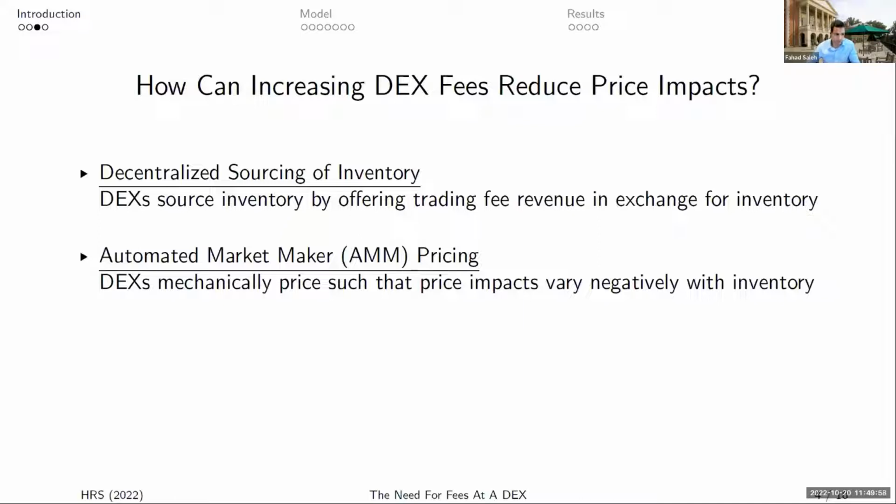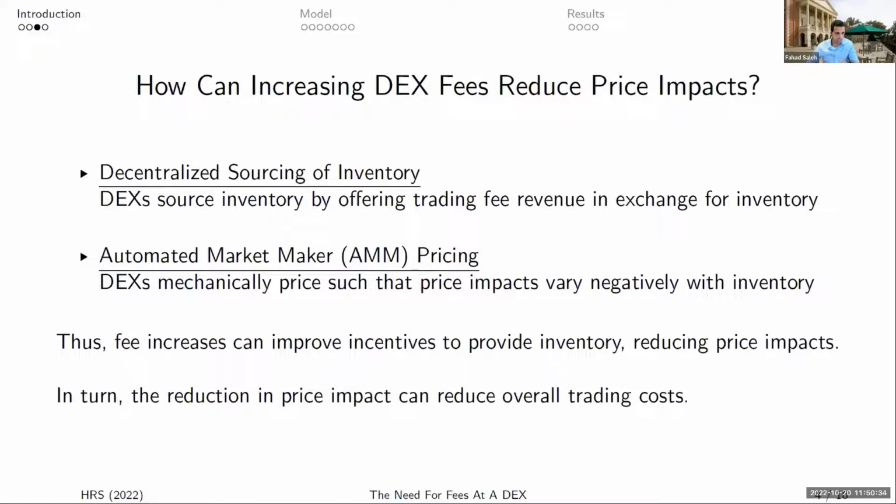Now, in some sense, that's a mechanical feature because the function is mechanical, but it is actually a sensible way of specifying these things, by which I mean that you don't want to allow people to completely deplete the inventory of your DEX. And so one way to keep people from depleting your inventory is you charge them more and more as they try to buy more and more of your inventory. So the typical pricing function at these DEXs has increasing and convex price impacts that in fact diverge as you get to the total inventory size.